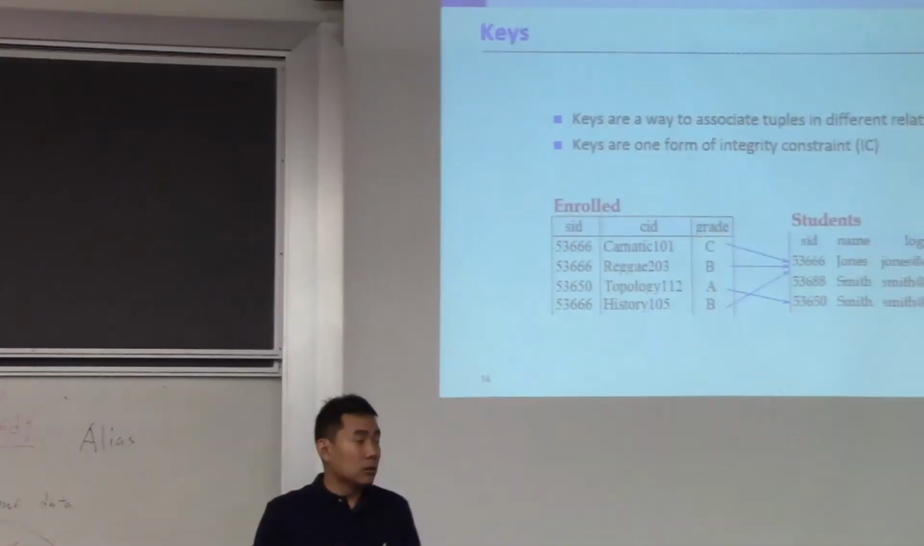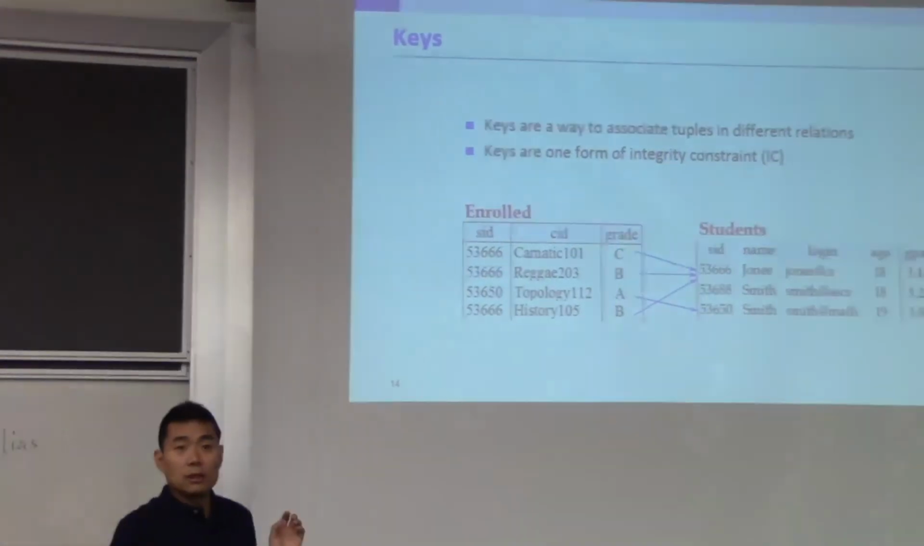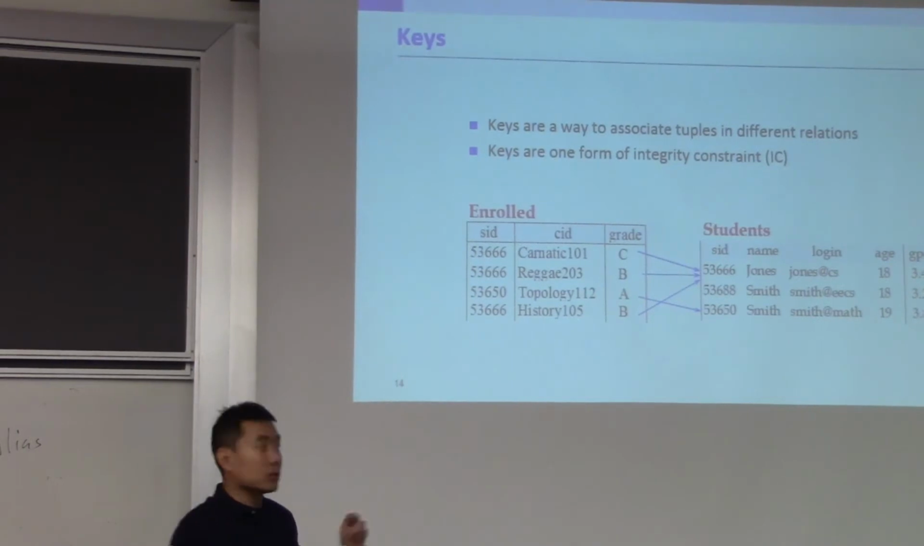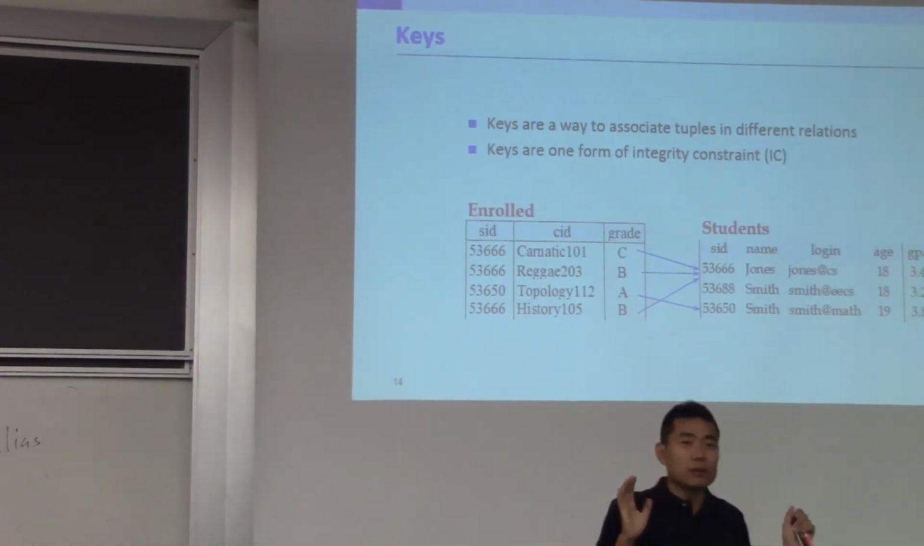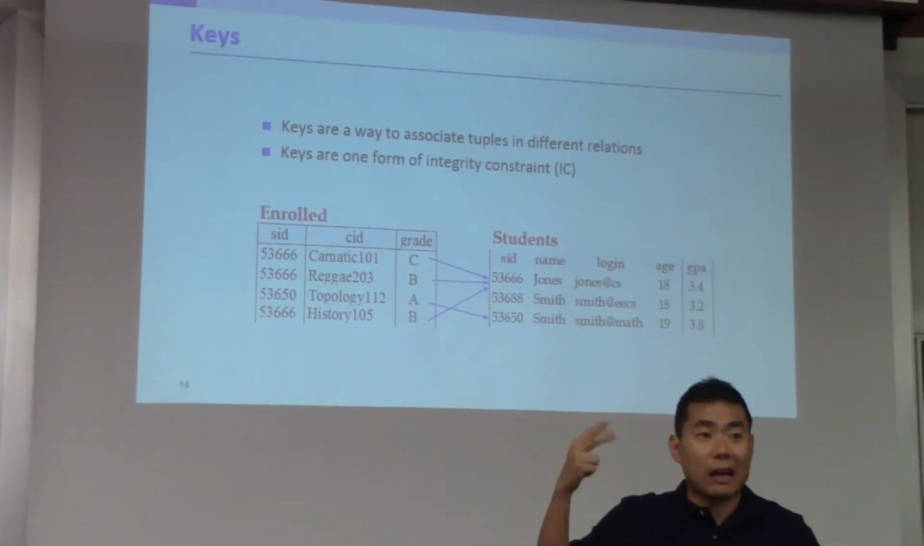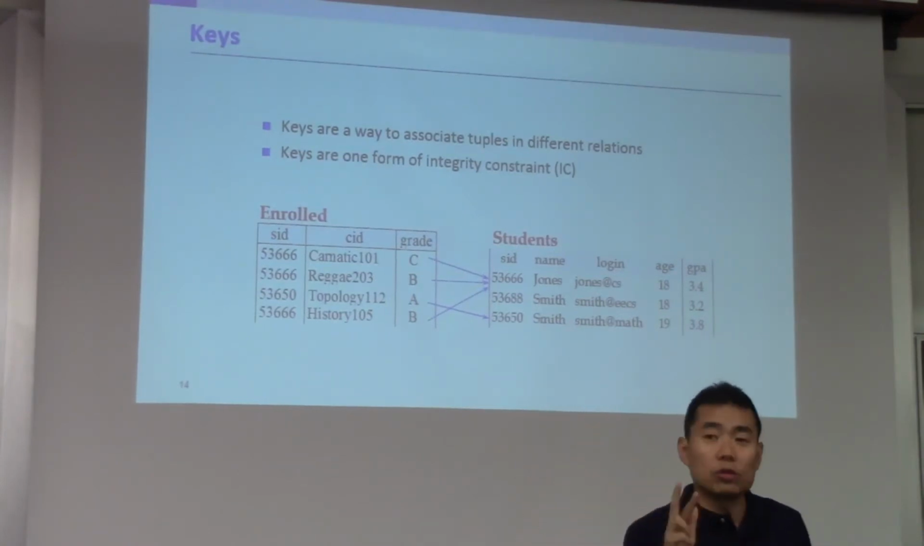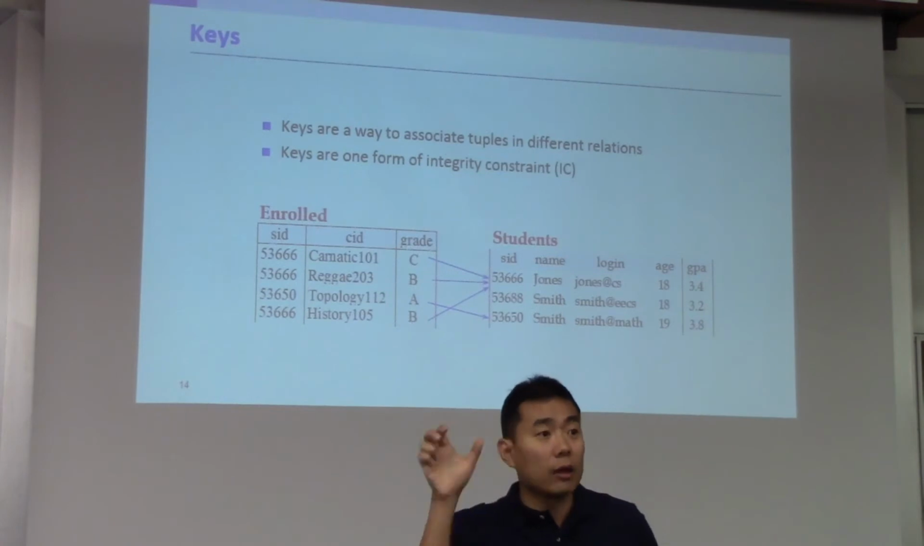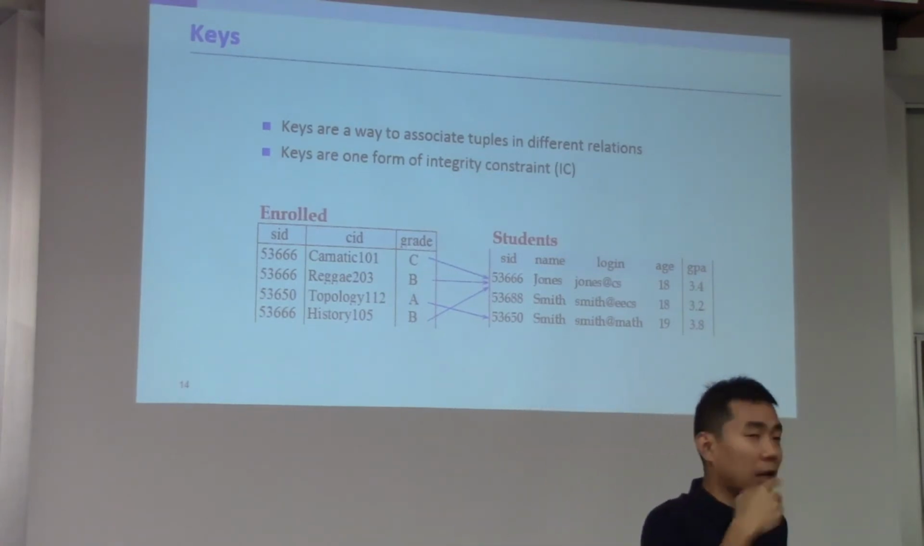Name and login. Name and login is another. Excellent. Let's explain both cases. Why is SID a super key? This actually is very easy. SID obviously is to be unique for different students, so no two records can have the same SID value, meaning no two student records can have the same values in all key fields. In this case, there is only one key field anyway.